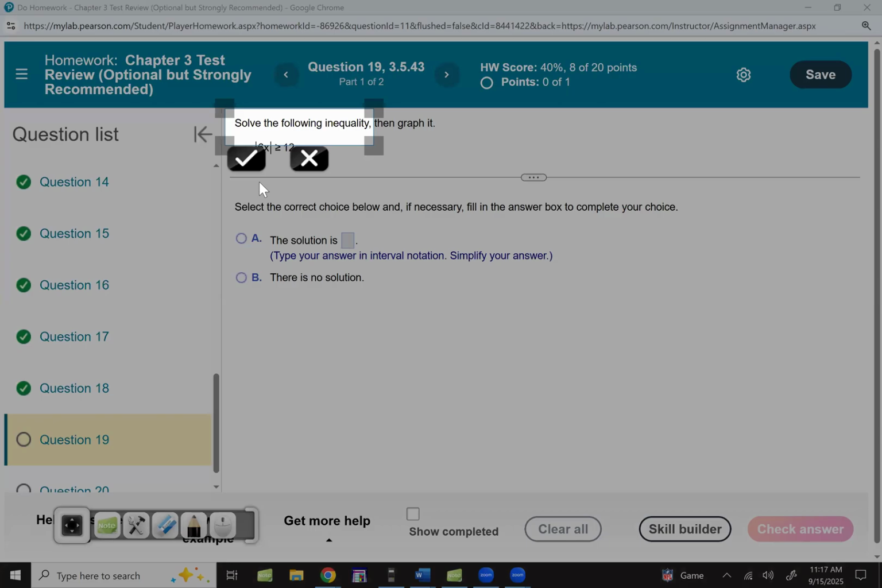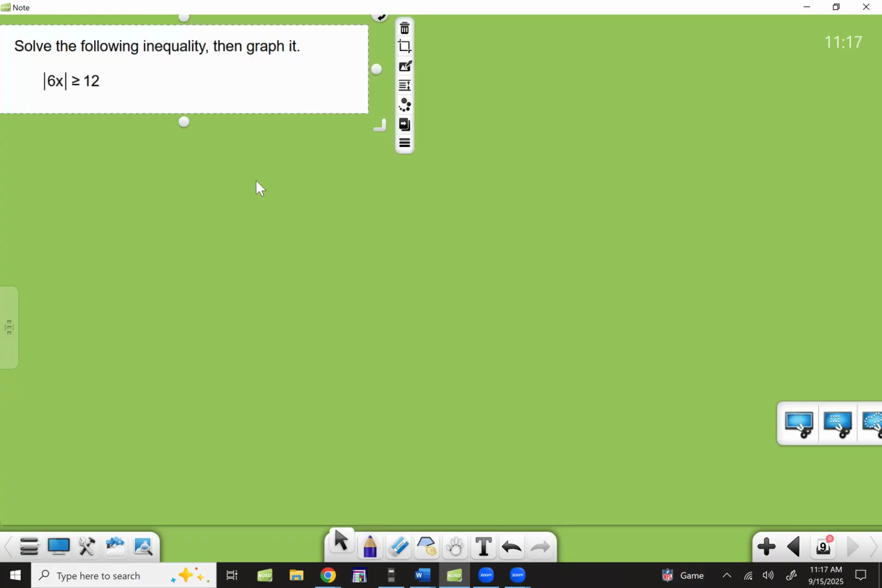Okay, so this one says solve it and graph it. Because it is a greater than, we're going to do 2 cases. We're going to say 6x is greater than or equal to 12. So basically everything's the same except the absolute value brackets are gone. But on the second case, you have to change 2 things.